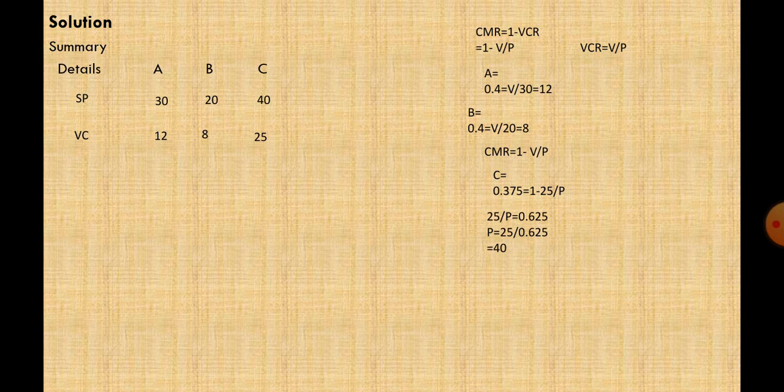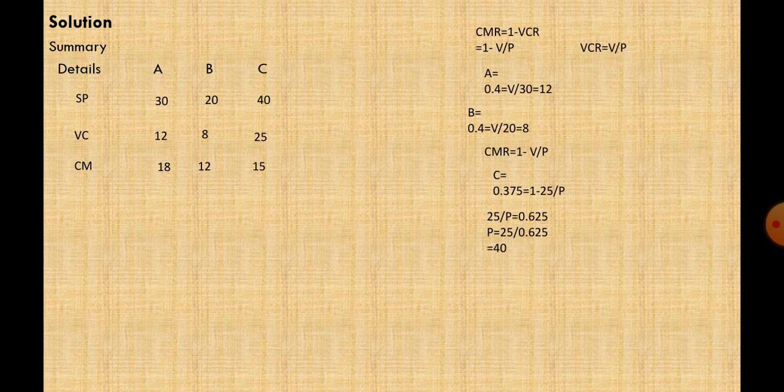So from that summary, we already have the selling price and the variable cost for products A, B, and C. The next step is to look for the contribution margin, which is usually given as the selling price minus the variable cost. Here, for A it is 30 minus 12, which gives you 18. For B it is 20 minus 8, which gives you 12. And for C, you get 15 after deducting 40 minus 25. So that is the contribution margin.